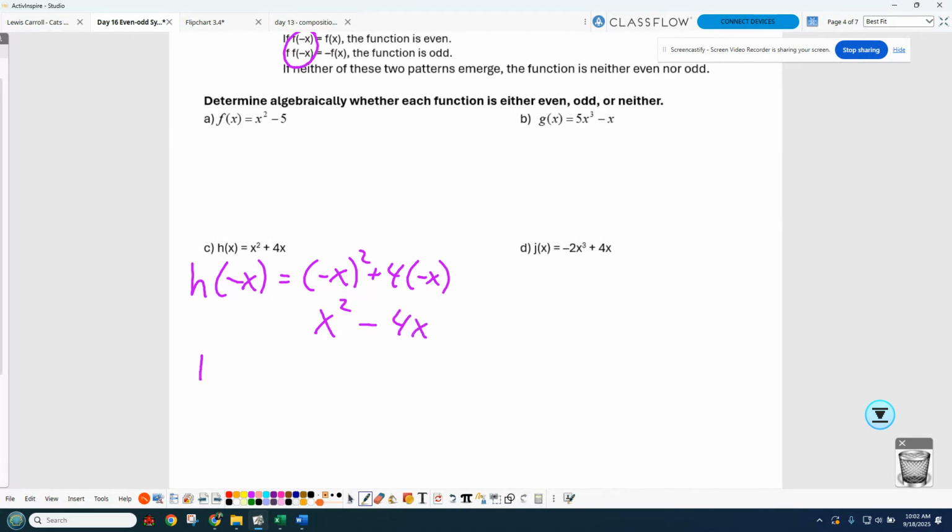Okay, so h of negative x, does that equal my original function? I have x squared, this has plus 4x, that has negative 4x, so it's not equal. So what can we conclude, Spencer? That it's not even. Therefore, not even.